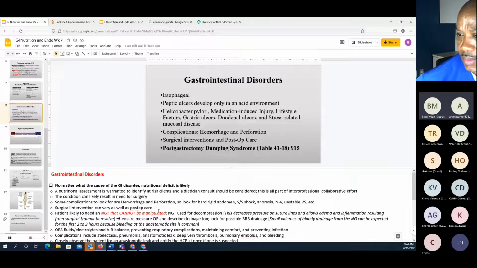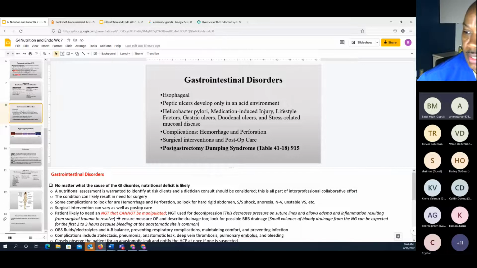What can I tell you about this? Some of the complications to look for: hemorrhage, perforation. Look for that hard, rigid abdomen, shock, anorexia, nausea, vomiting, unstable vital signs. So basically signs and symptoms of shock for the most part. Surgical interventions can vary, as well as post-op care. Really important, I have this in red: an NG tube, you do not manipulate right after surgery.